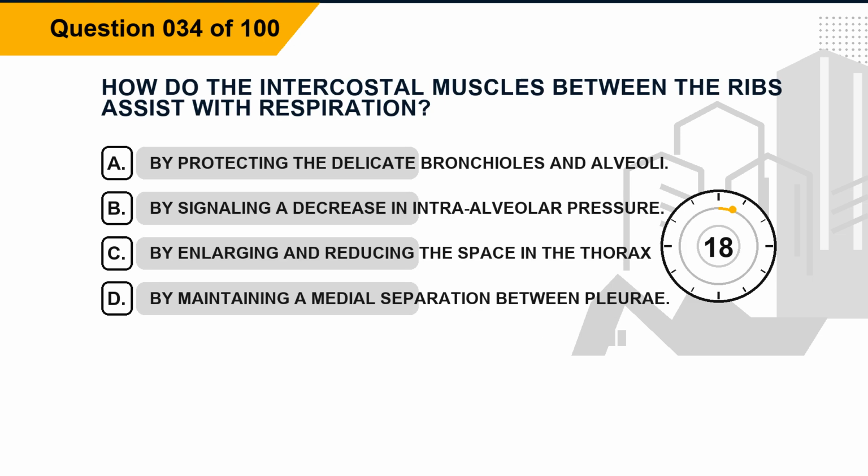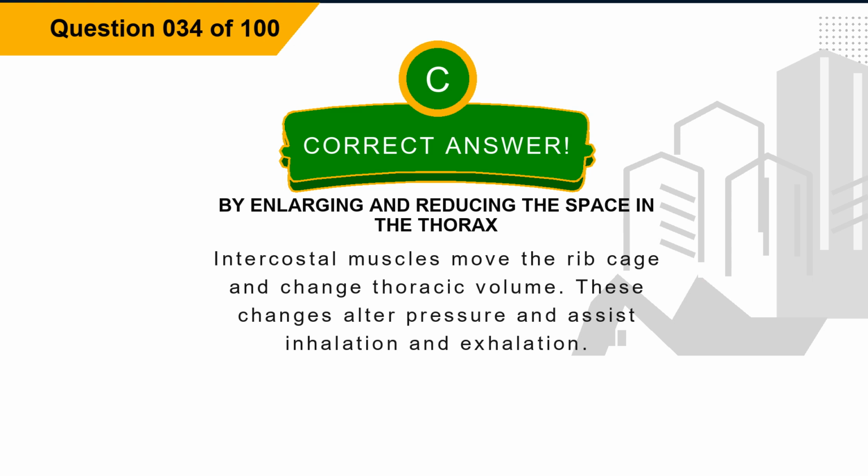Question 34. How do the intercostal muscles between the ribs assist with respiration? Option A, by protecting the delicate bronchioles and alveoli. Option B, by signaling a decrease in intraalveolar pressure. Option C, by enlarging and reducing the space in the thorax. Option D, by maintaining a medial separation between pleurae. The correct answer is option C, by enlarging and reducing the space in the thorax.